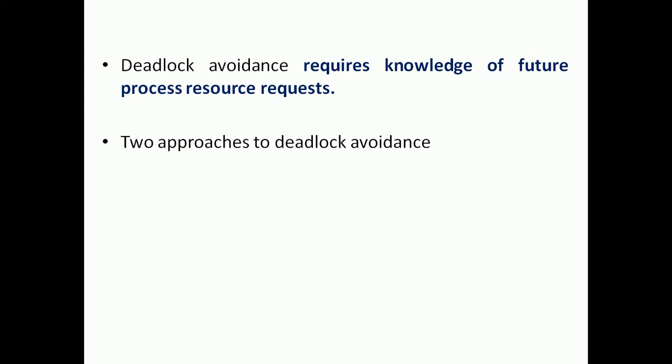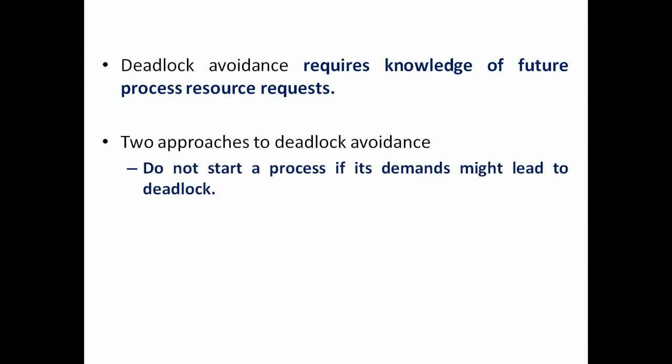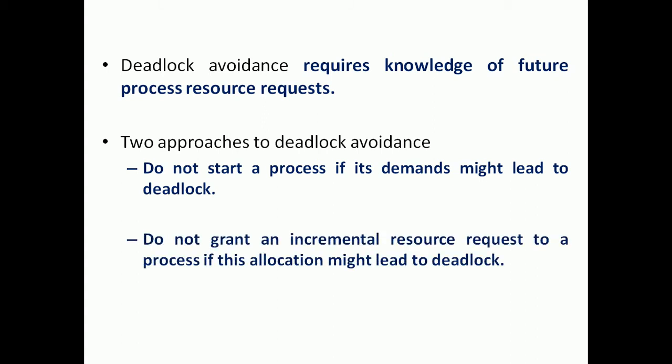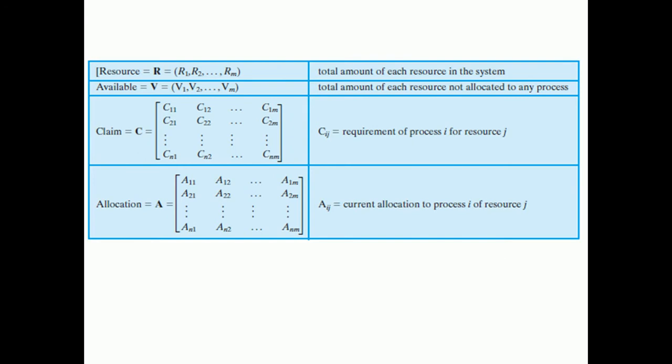Okay, then two approaches to deadlock avoidance. One, do not start a process if its demands might lead to deadlock. And next one, do not grant an incremental resource request to a process if this allocation might lead to deadlock. Now this is a data structure where we have R, called a set of resources, and the available resources, and claim.